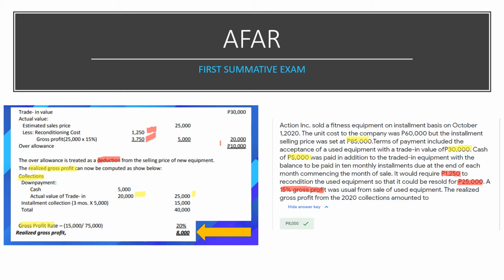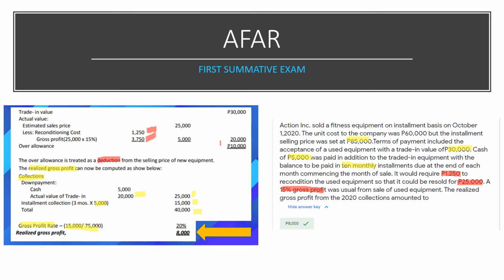That will be paid in 10 monthly installments. So, 50,000 divided by 10, we have 5,000. Okay, so 5,000 times 3 months, we have collection from installments of 15,000. So all in all, we have 40,000 collections multiplied by the gross profit rate. So how do we get the gross profit rate? Okay, so again, that is simply 15 divided by 75.